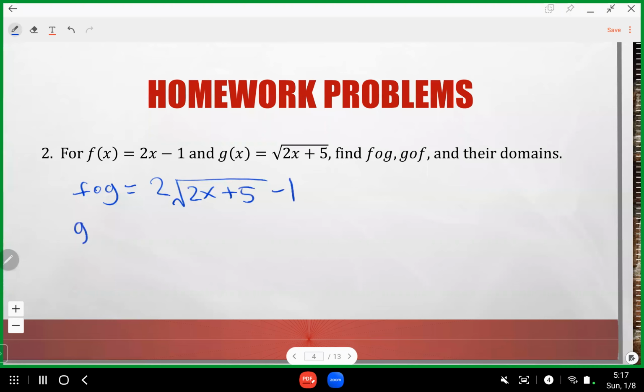Okay, how about g of f? That is equal to the square root of 2x minus 1 plus 5. Oh no, it's 2x minus 1 in parentheses, and then plus 5.